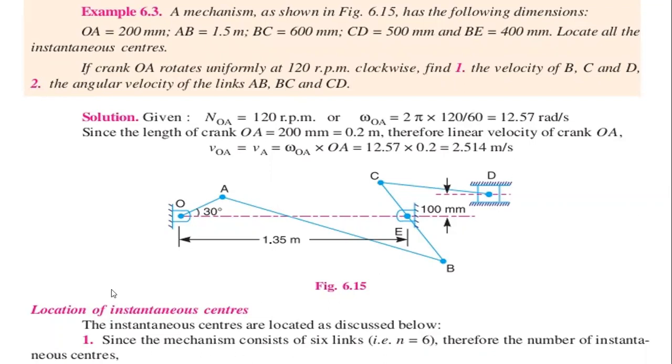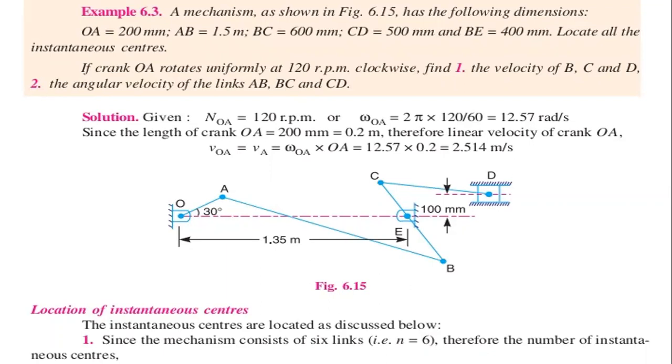So the instantaneous centers have a definite procedure. We have already discussed it in the previous problems also. So for the instantaneous centers, we are going to take the different procedure for the links. Firstly, we are going to find the number of instantaneous centers. How many instantaneous centers are there in the diagram?